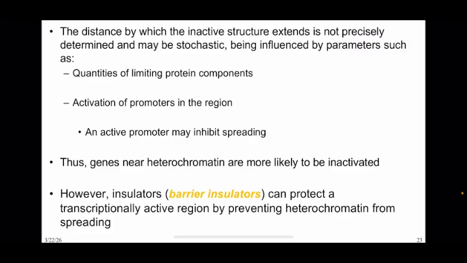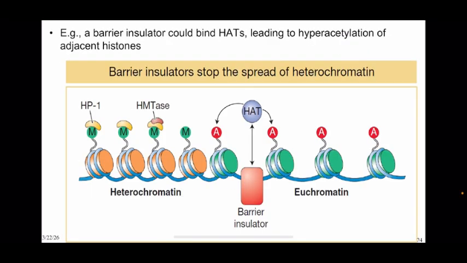So if there's an active promoter in the region, then spreading will be limited. Therefore, genes near heterochromatic regions, as I said, there should be some structures between these heterochromatic regions and the active regions to prevent or at least limit their spreading. We call them insulators or barrier insulators, and these insulators can protect these active regions by preventing the heterochromatic regions from spreading. So this is what it might look like.